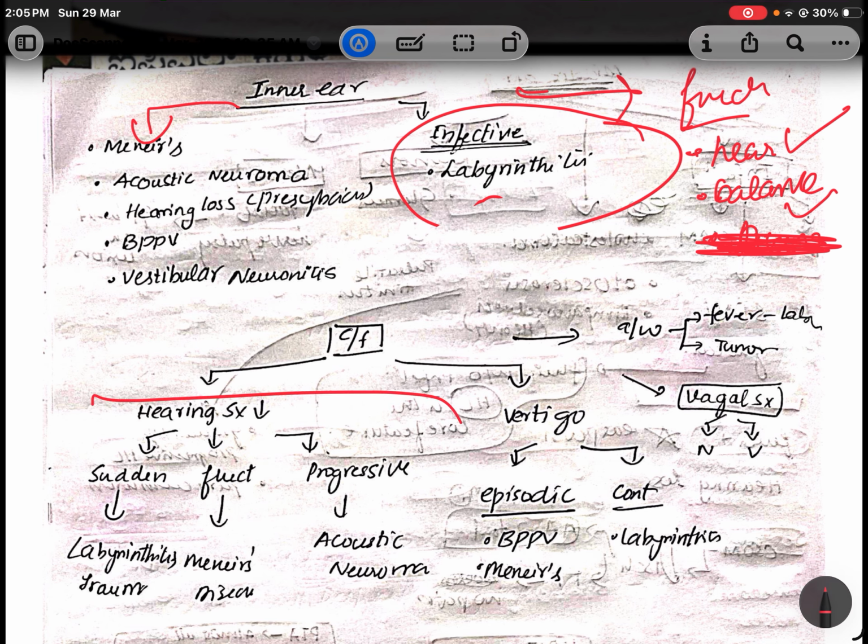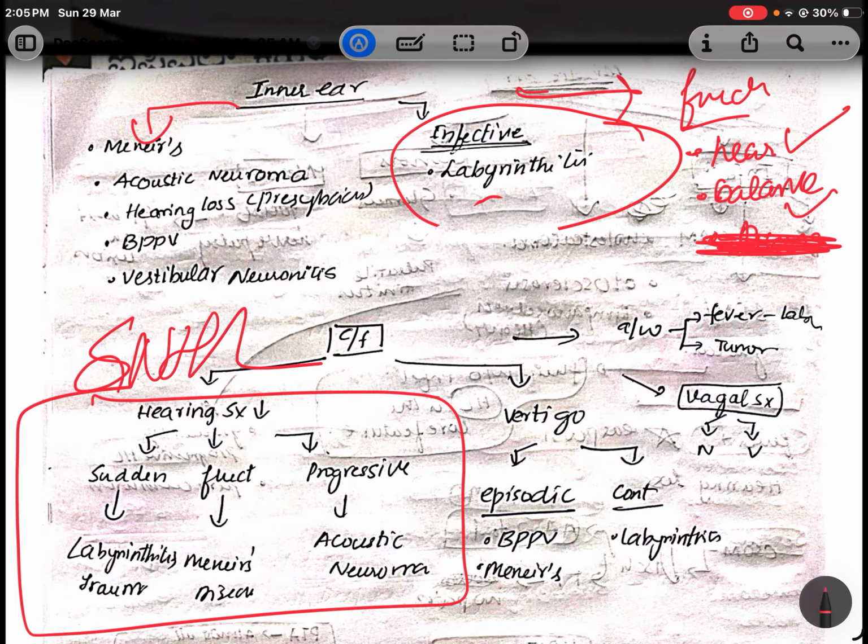Again, hearing symptoms. What is the type of hearing loss which you have? Sensory neural hearing loss. Again, based on how fast the hearing loss is or how progressive it is, these are the types of hearing loss which you will have. Okay, then again, vertigo also you might have episodic or continuous. If it's continuous, what is it? It's a labyrinthitis, because it's an infective, because it's a continuous process.